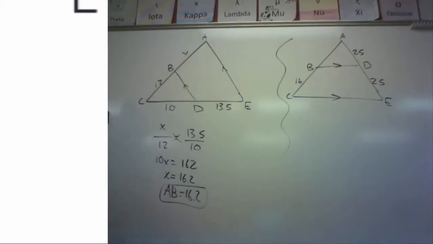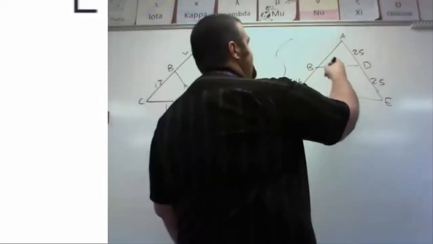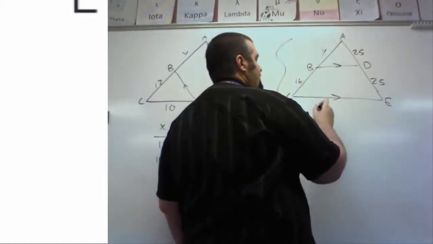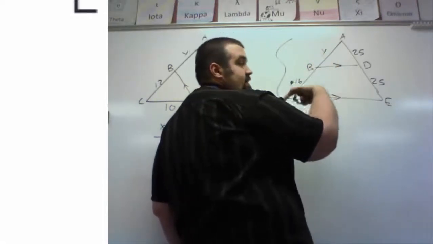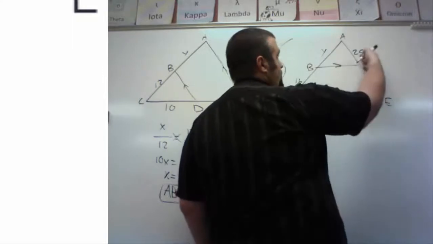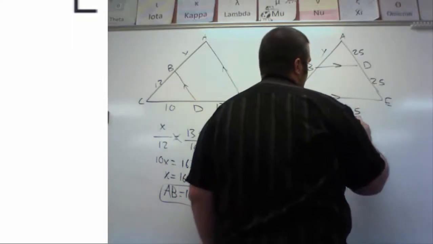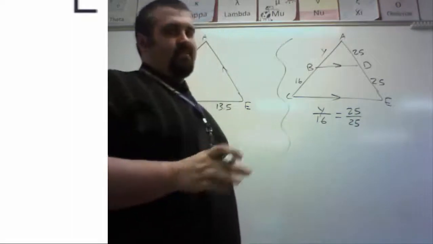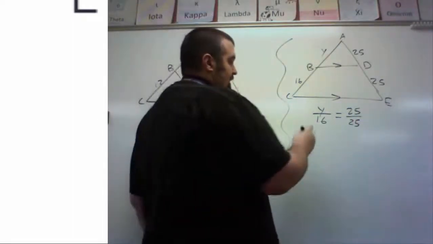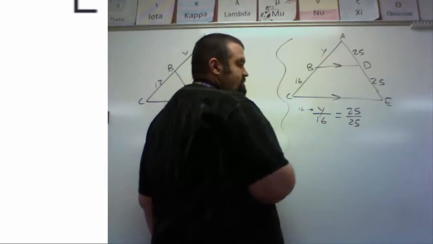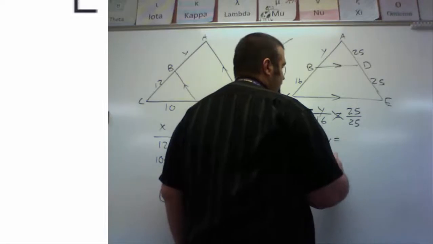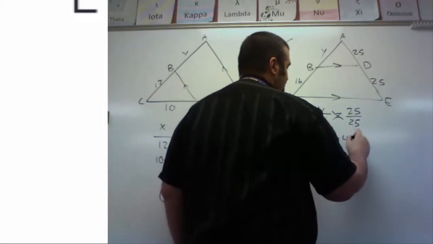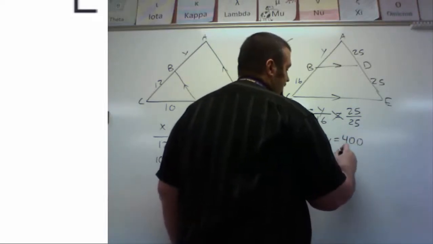Alright, try and set up the proportion on the right side. If you did this correctly, I'm going to choose a different variable, let's say y. It's going to be y to 16, dividing the side evenly, and it should be equal to 25 to 25. Okay, now that I've set up this proportion, I'm pretty sure I know what y is. It's probably 16. But just to be sure, let's cross multiply. 25y equals 400. Divide both sides by 25, I get 16.